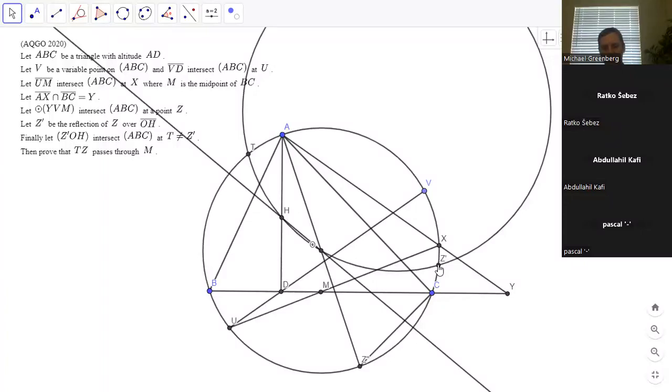If we wanted to have TM and Z collinear, then T would have to be the AQ point. Yes, and then it passes through H. So we could define T as the ZH intersection of the circle, and then just prove we have this cyclic thing, and then prove that this is cyclic.